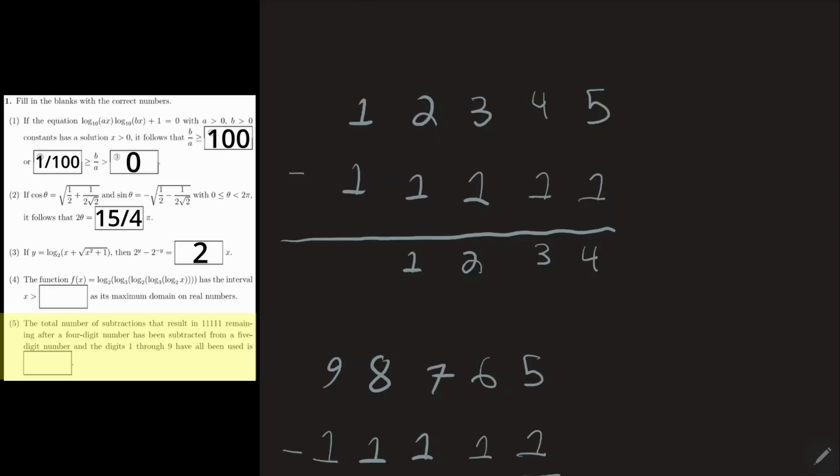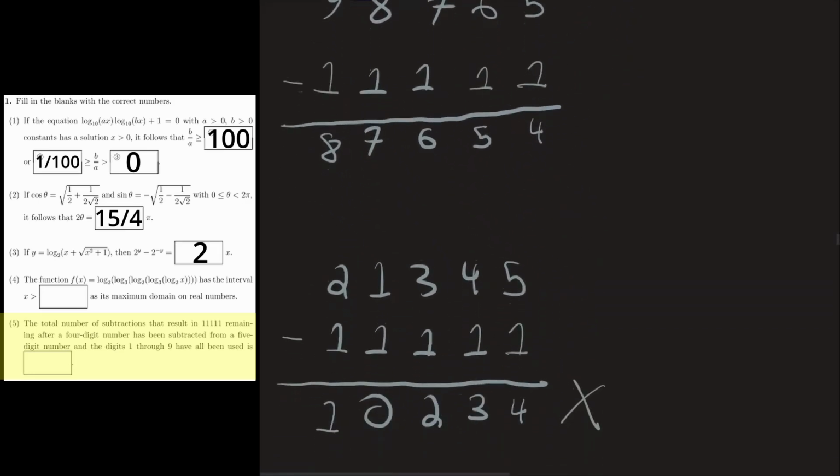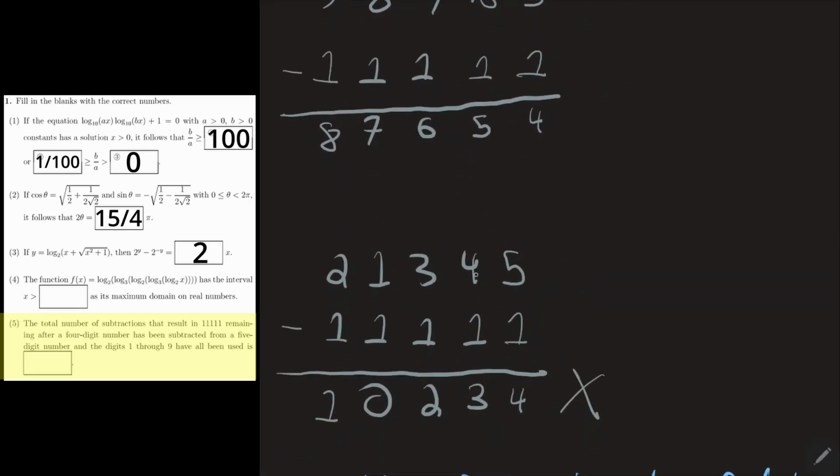And so the question is, okay, can it then start with 2? So what we can do is check the smallest possible 5-digit number that starts with 2. So let's do that right here. The smallest possible one would be 21345. And if we subtract our ones from it, you see that we get 10234, which is still a 5-digit number. So that means a 5-digit number that starts with 2 is too big.